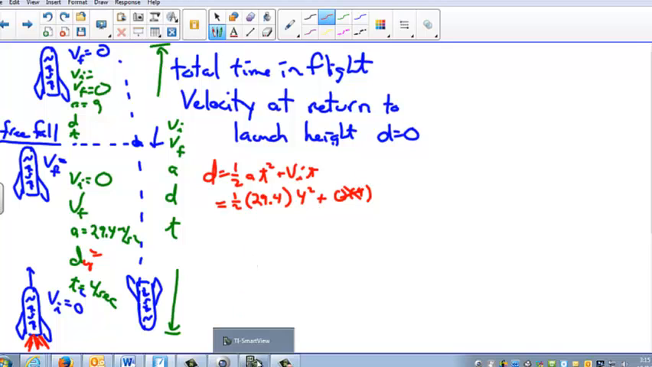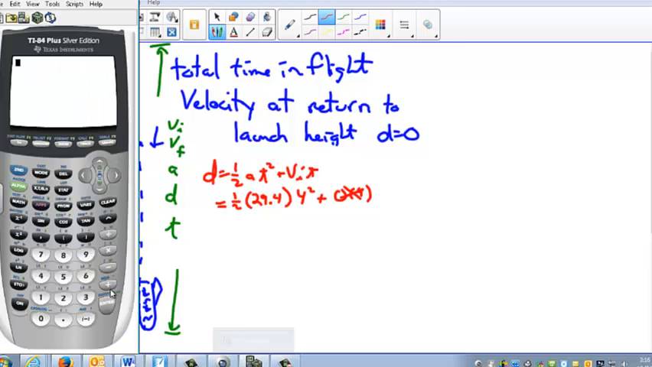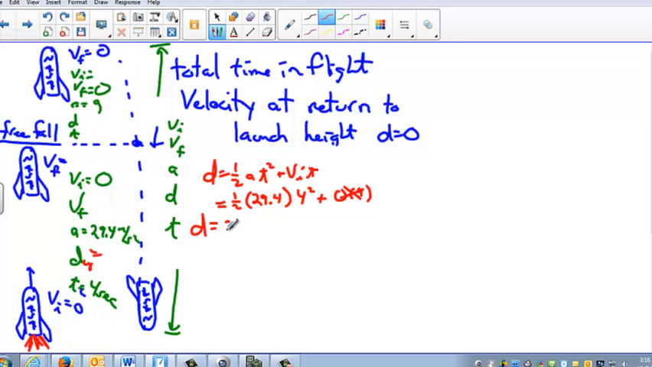So now we're ready to calculate that displacement. I need 0.5 times 29.4 times 4 seconds squared. That gives me a displacement in the y direction during the acceleration of 235.2 meters. So my first displacement is 235.2 meters. That's the displacement that it has during the engine burning portion.